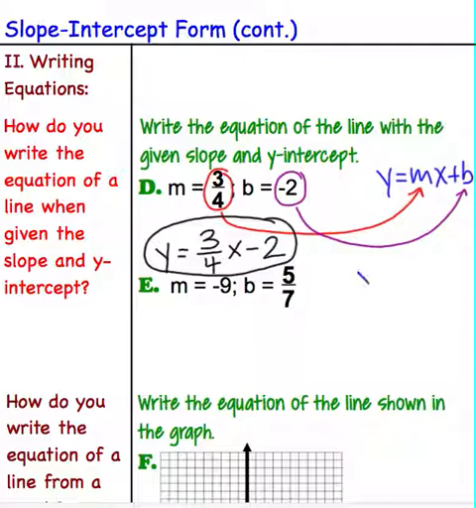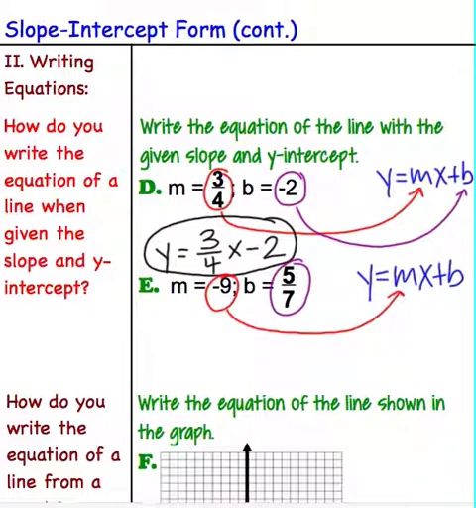All right, let's check to see if you're correct. Y equals mx plus b, and we've got our m, which is -9. We're going to put that in here, and we've got our b of 5/7, which is going to go in here, which will result in y equals -9x plus 5/7.